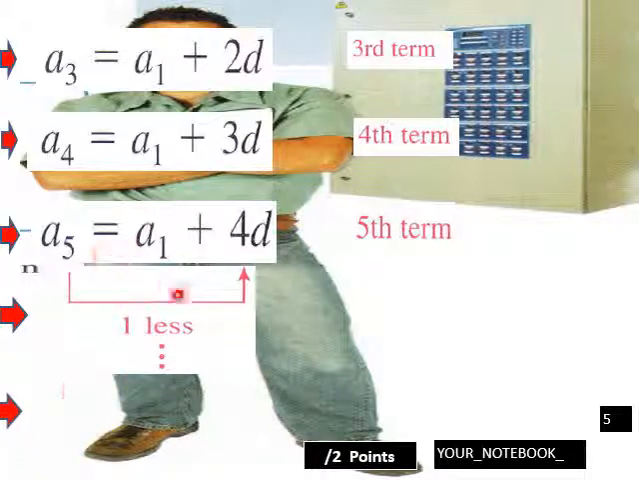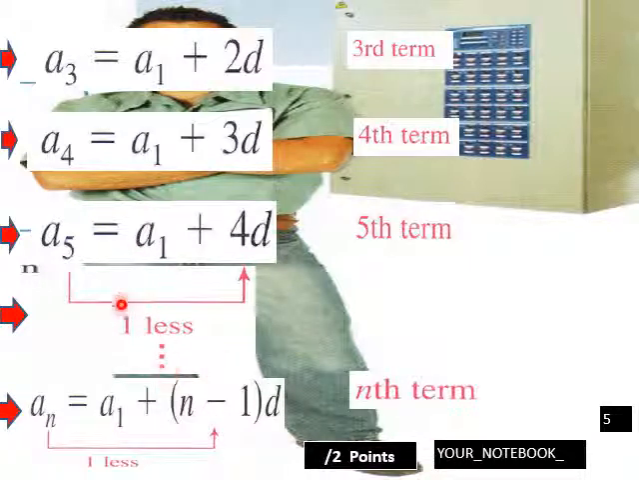So here we go. Here you have one less, from a4 to a5, rather 4d. One less would be: a_n equals a1 plus (n minus 1) times d. That would be 1 less than n, the nth term in that situation.